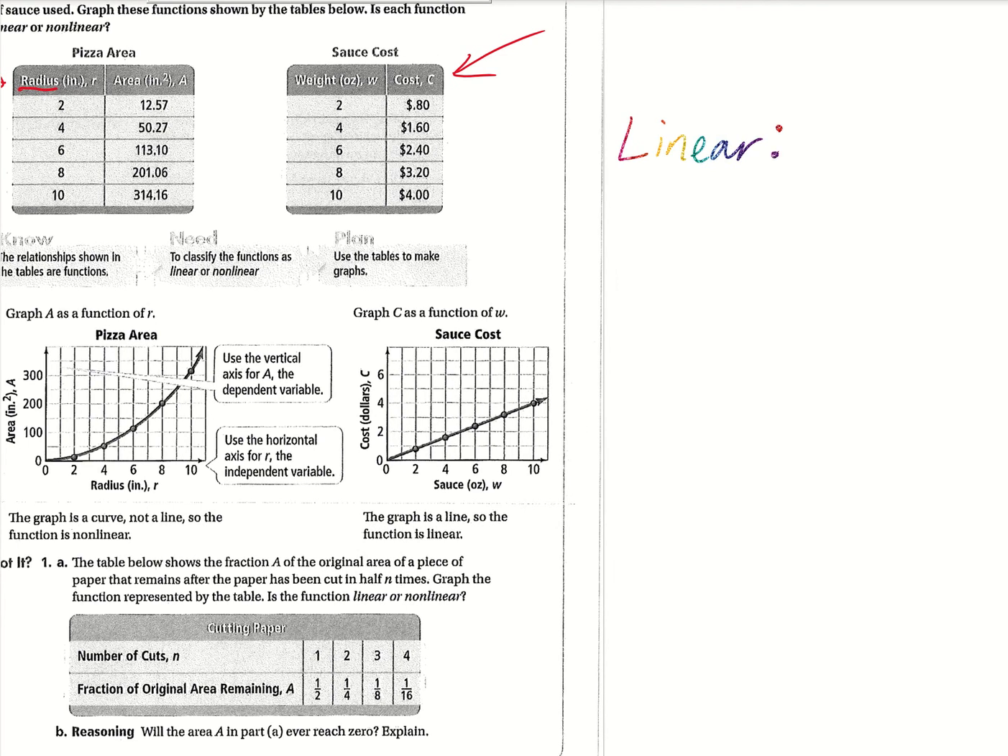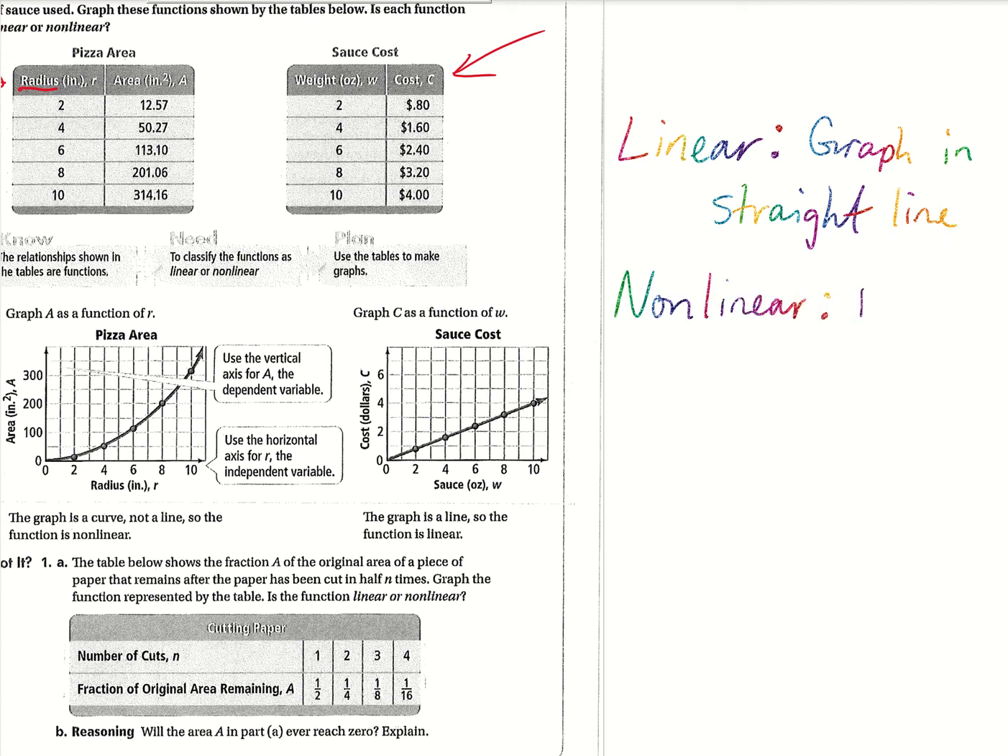So a linear function will be graphed in a straight line. And then a nonlinear function is going to be not a straight line. Okay, we said that earlier. I'm just rewriting it just to really pound that information right into your heads.